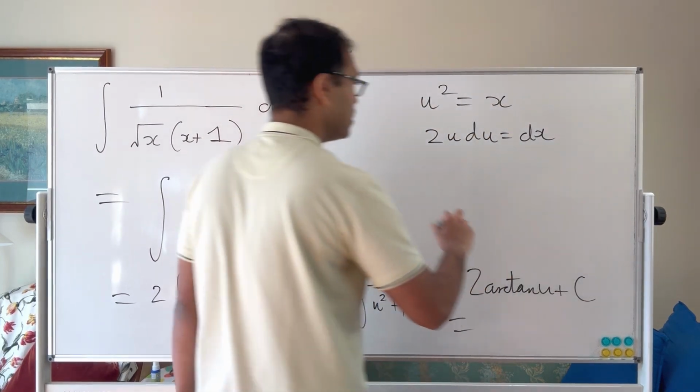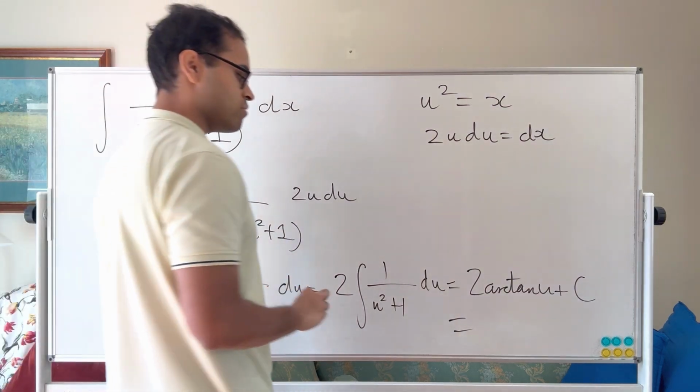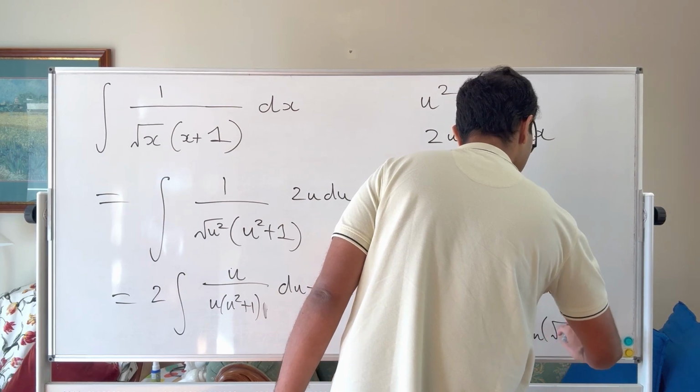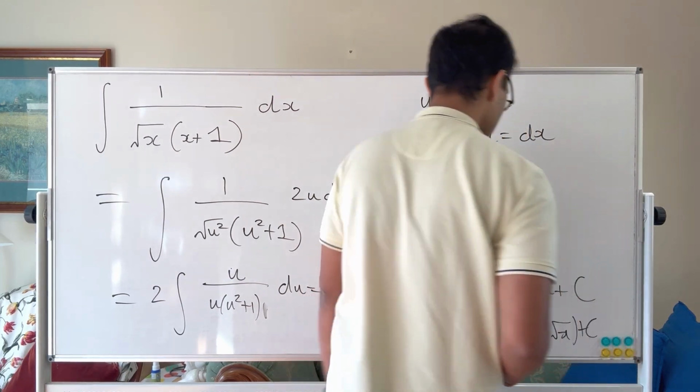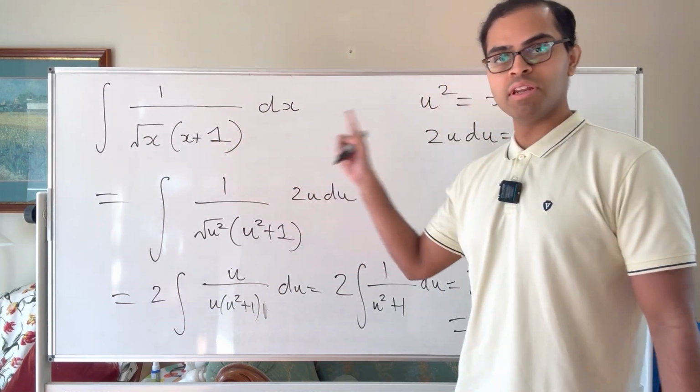and of course we can substitute our u back in. Our u squared was x, so u was equal to root x. Okay, so that was another way of writing it out. So it's going to be 2 times the arctan of the square root of x plus a constant, and I encourage you to actually differentiate this and check that you do in fact get that answer. So that's an independent verification.